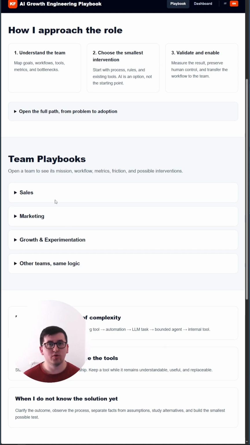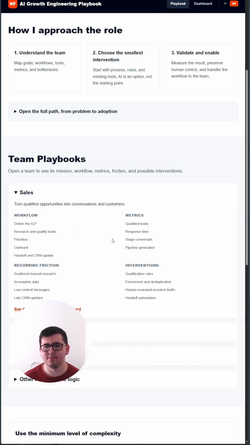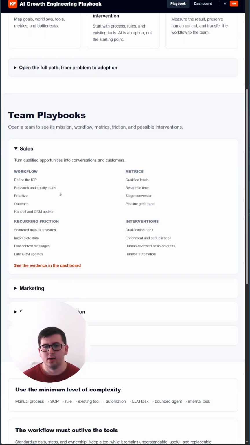So you need to understand the teams. What are the teams? The teams are sales, marketing, growth, and experimentation. Now I put some other teams here. At the end, I'm gonna tell you why. Let's make a quick look at all of these teams.